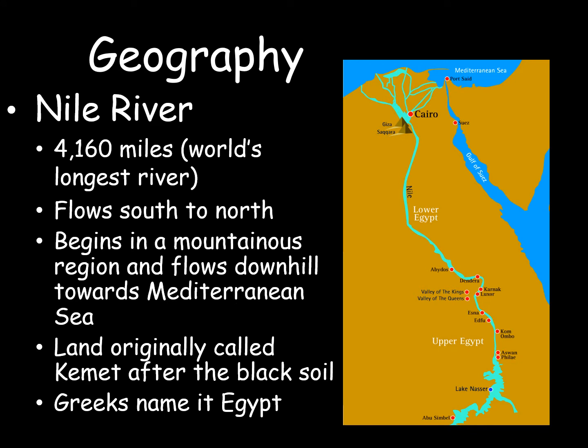The Nile River is the world's longest river. It's 4,160 miles. Unusually, it flows south to north, and part of that is because of the Upper and Lower Egypt. Upper Egypt, surprisingly, is in the south, in the mountains of Africa. So the river flows down from the mountains northbound to the Mediterranean Sea. This land was originally called Kemet, after the black soil that is deposited when the river floods. But later on in time, the Greeks named it Egypt.